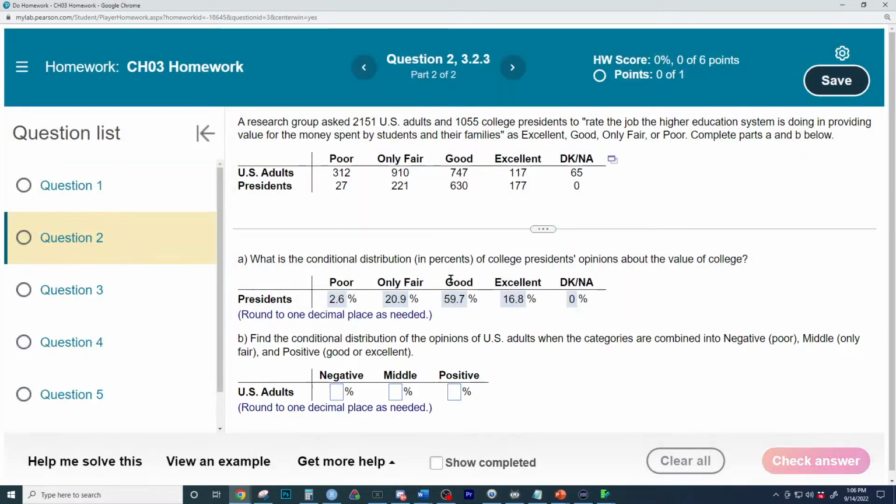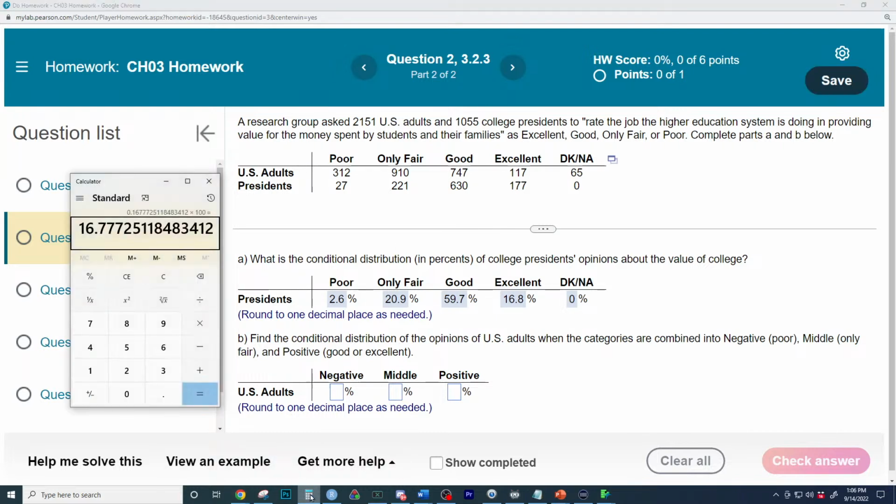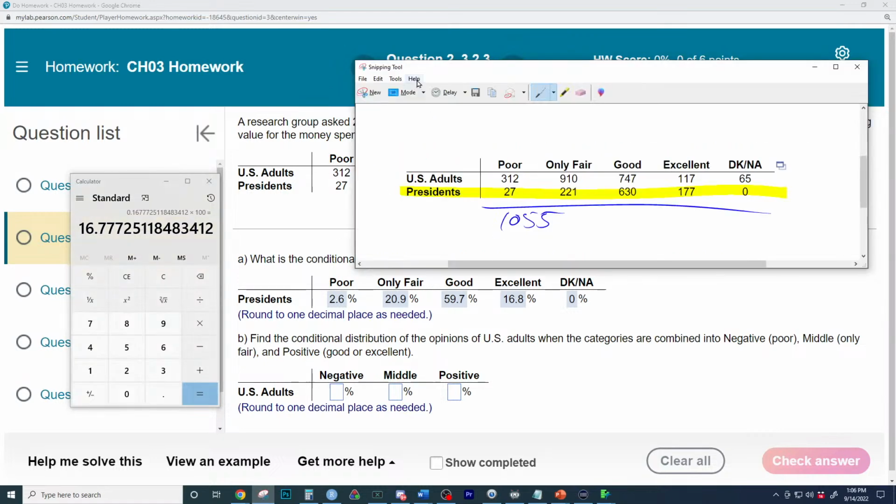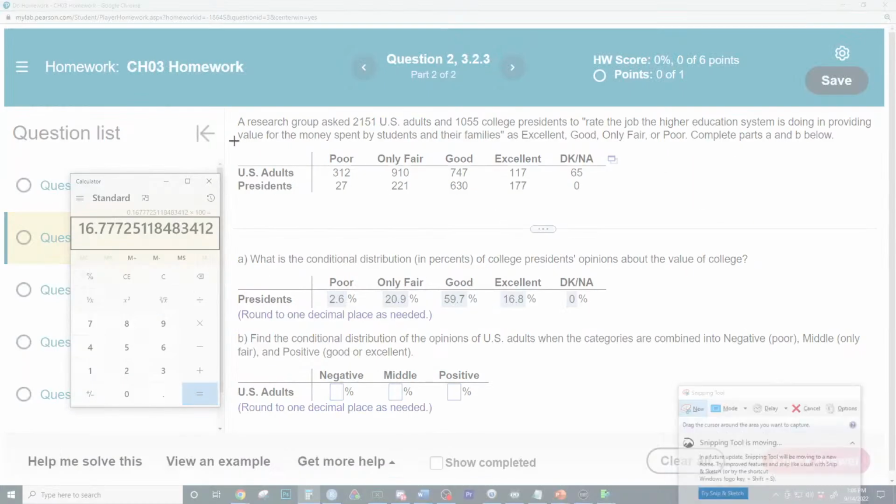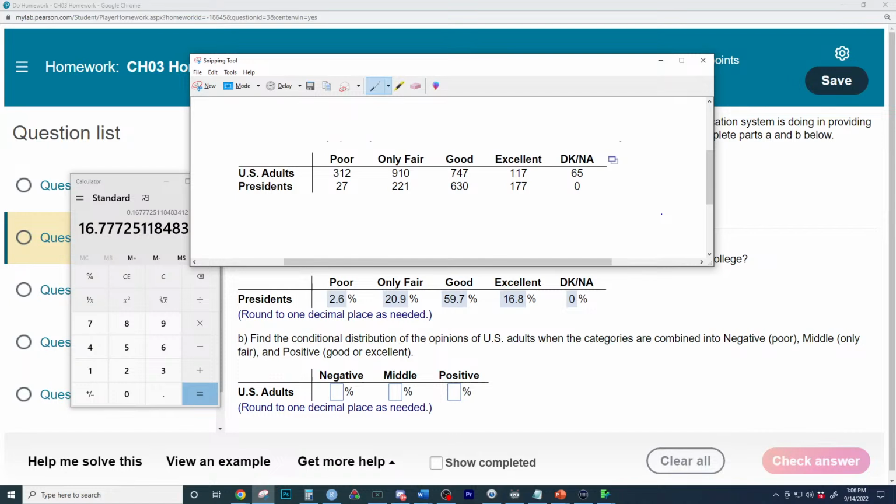Check the answers. We got this right. I had a hard time when it asked me for the percent to be added to the only 3 sections. So what this is doing right here is it's only looking at the negatives, which are going to be the poor, and the middle will be the only fair, and the positive will be the good, excellent. So what they're doing right here, and this is for only US adults, is they're taking and kind of segmenting the data down. Now we're only looking at US adults right now.